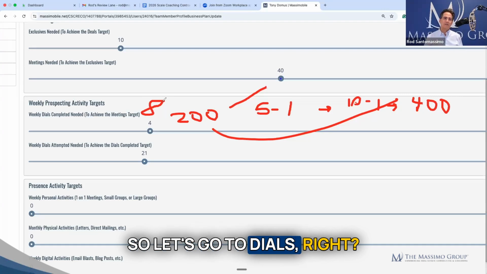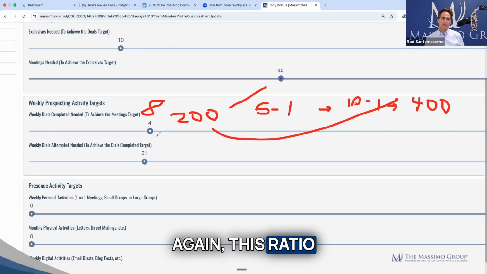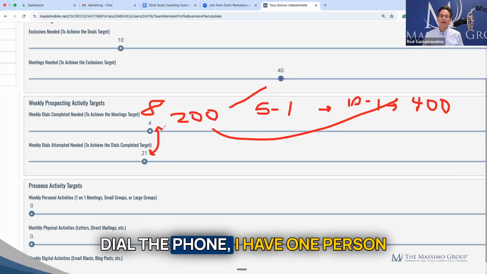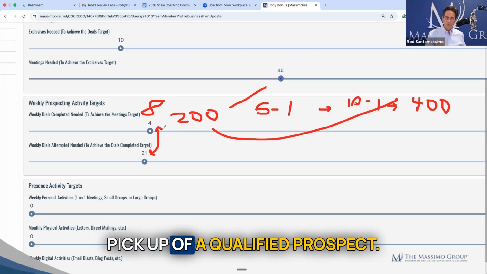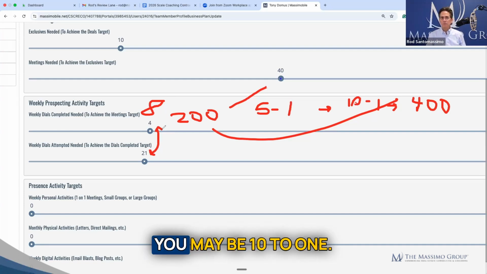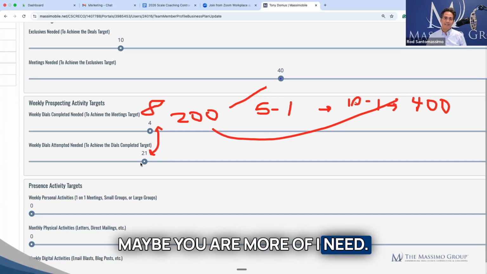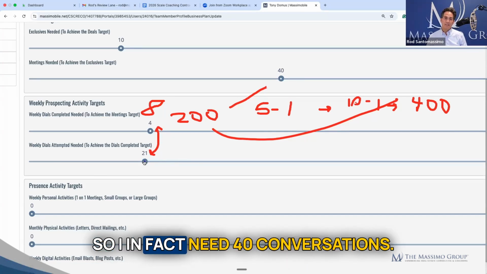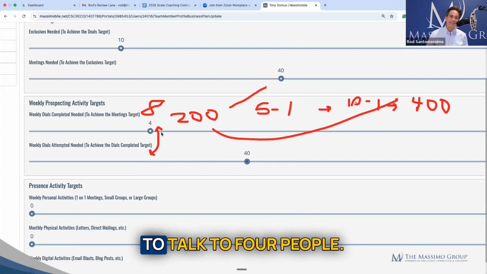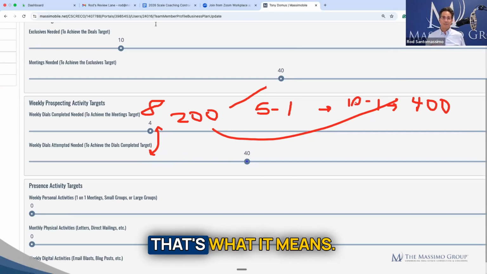So let's go to dials. Based on the 4, I need 21 dials. Again, this ratio would be 5-to-1. That means for every 5 times I dial the phone, I have 1 person pick up, a qualified prospect, and I have a conversation. That may not be you. You may be 10-to-1. So I, in fact, need 40 dials to talk to 4 people. If you're 10-to-1, do the ratios, that's what it means.